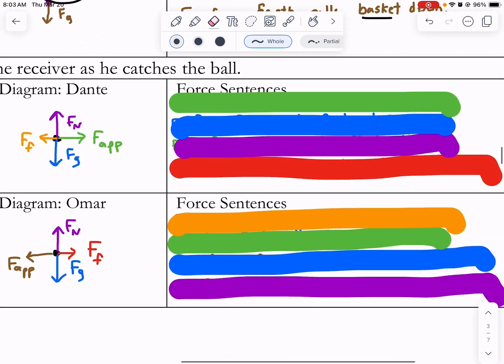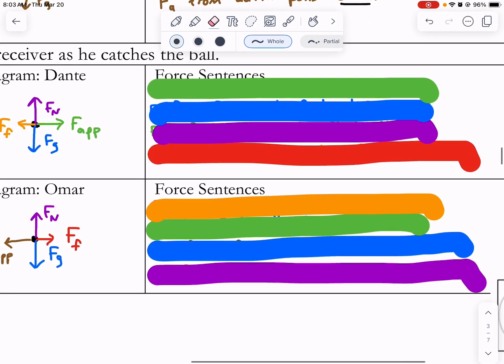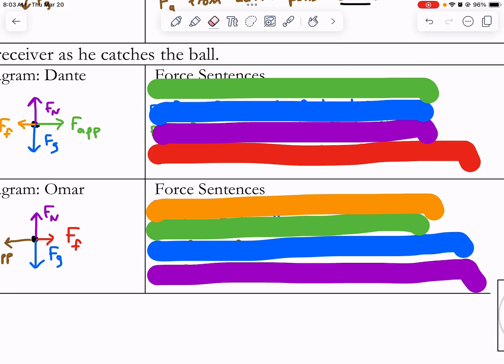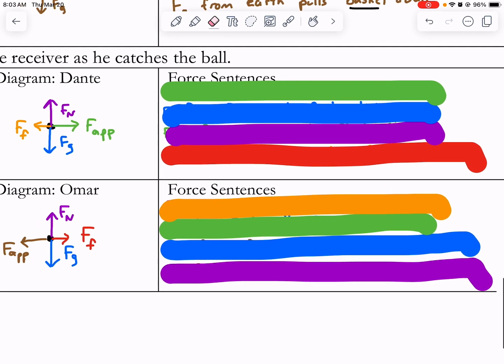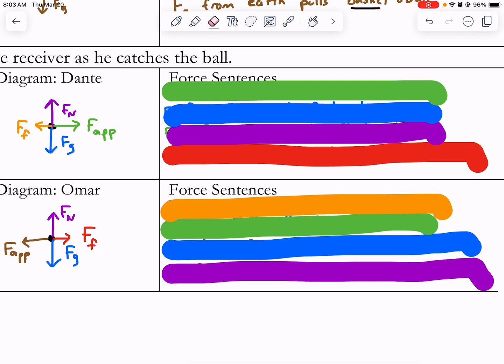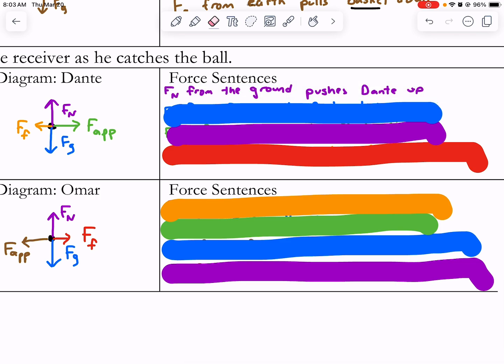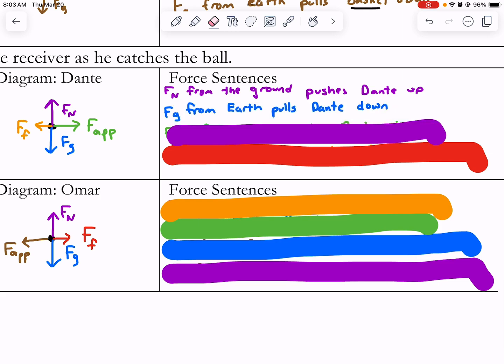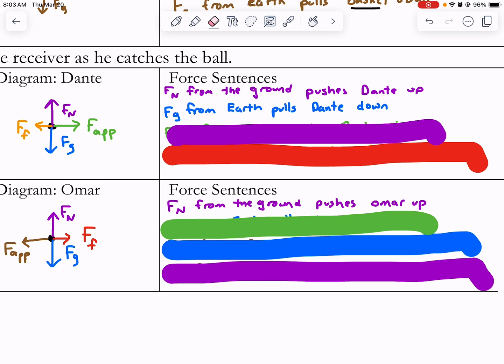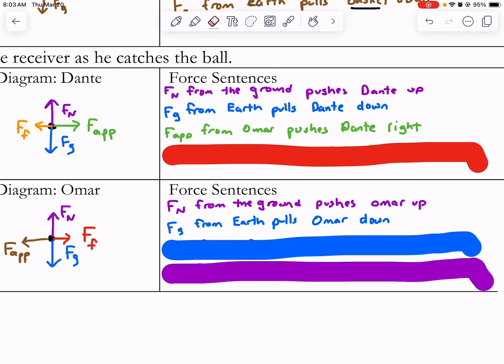Now, I'm going to write the sentences for these just like I did on the last one. I've got them pre-written here, so they're going to come up a little fast. I don't remember what order I wrote them in, but I think I wrote the normal force first. Normal force from the ground pushes Dante up, and gravity from Earth pushes Dante down. And I think I did the same thing for Omar. Normal force from the ground pushes Omar up, and gravity from Earth pulls Omar down, okay? And then the F app is from Omar. Omar is pushing Dante to the right.